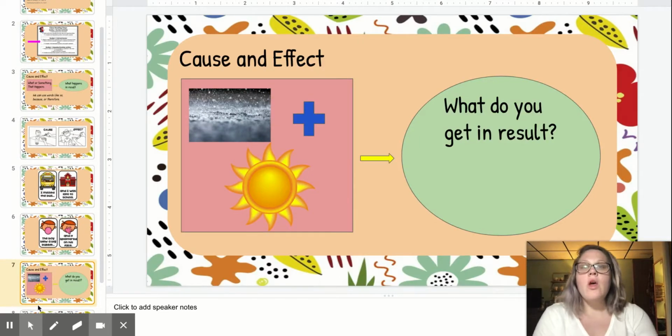So we're looking at cause and effect. And so if I have rain and sun happening at the same time, what is it that you get in result? That's what I want you to think about, and then you can put your answer in the comments.